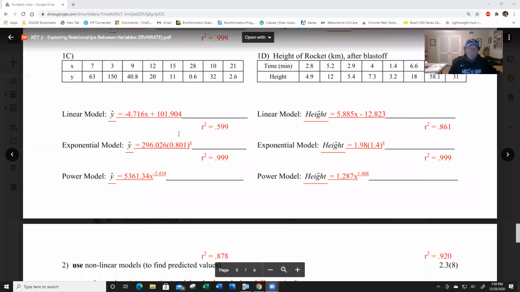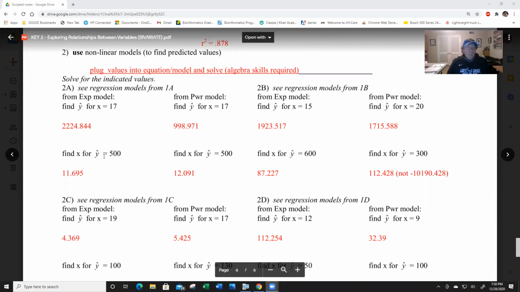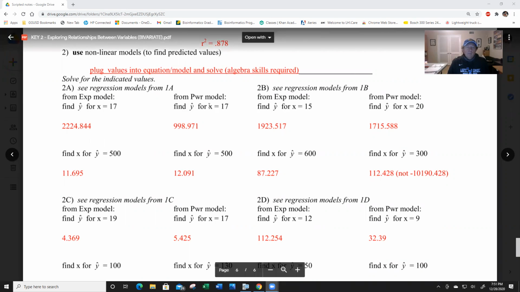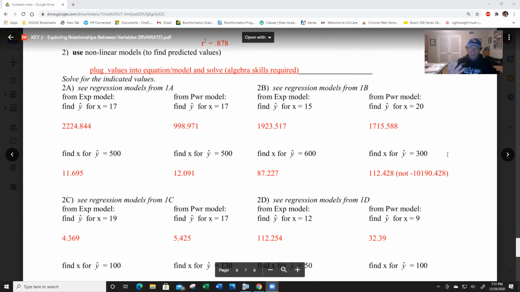Okay. And then from the power model, find the predicted y for 17. You see how different they are. And then find x for y hat of 500. So put 500 in for the y and solve for x. And then from the power model, do the same thing here. So I'm not going to go through these because I think it's a question of you having the answers in front of you and just plugging them into your calculator.